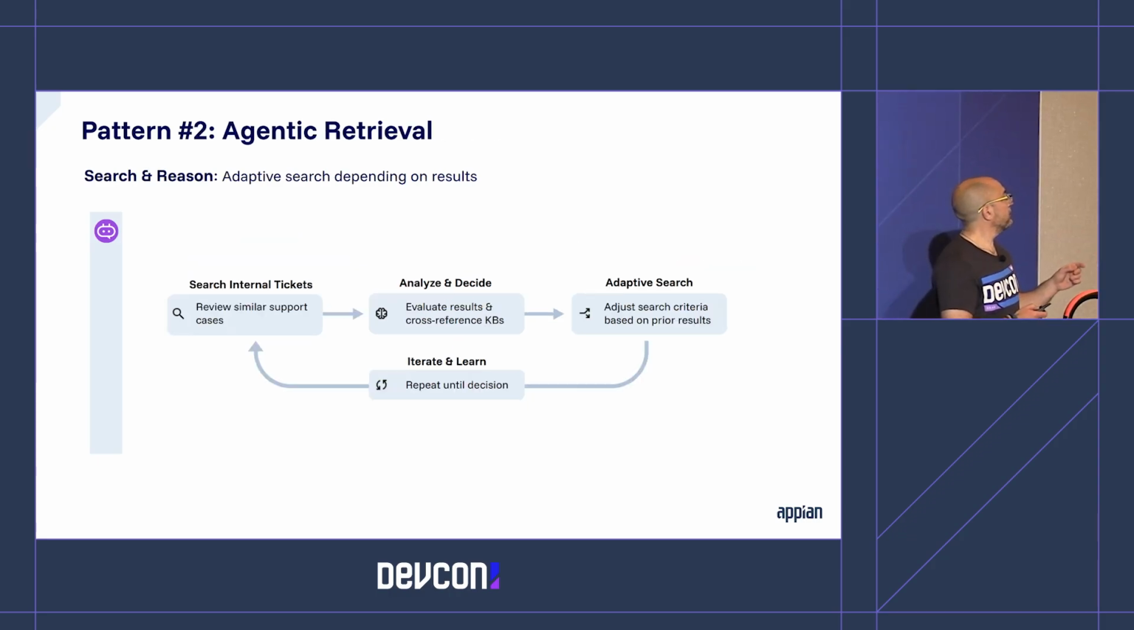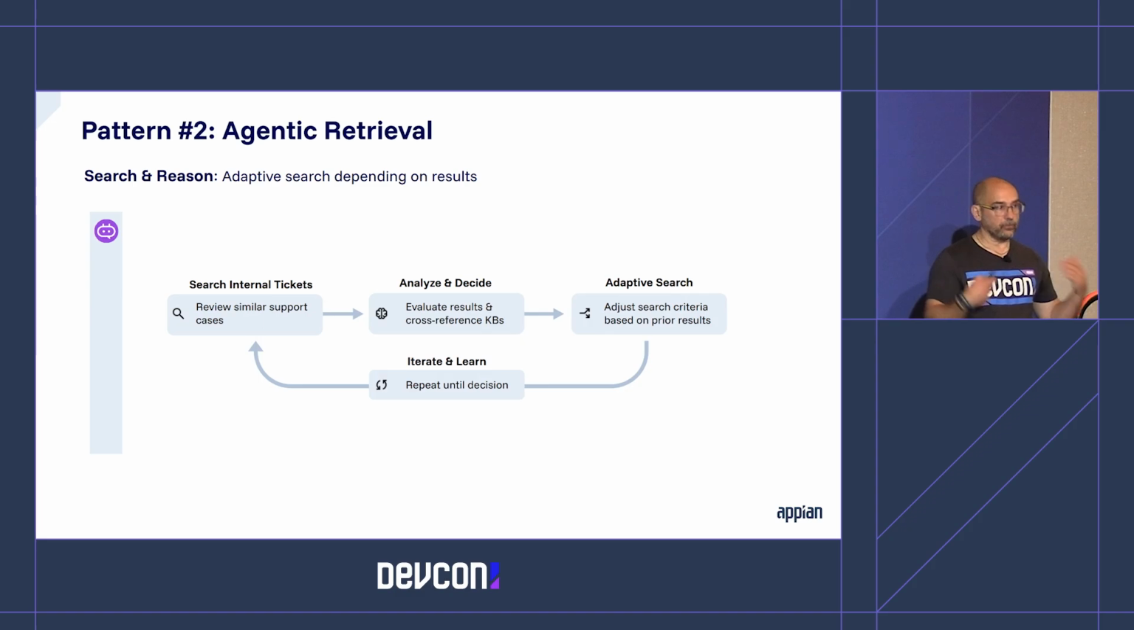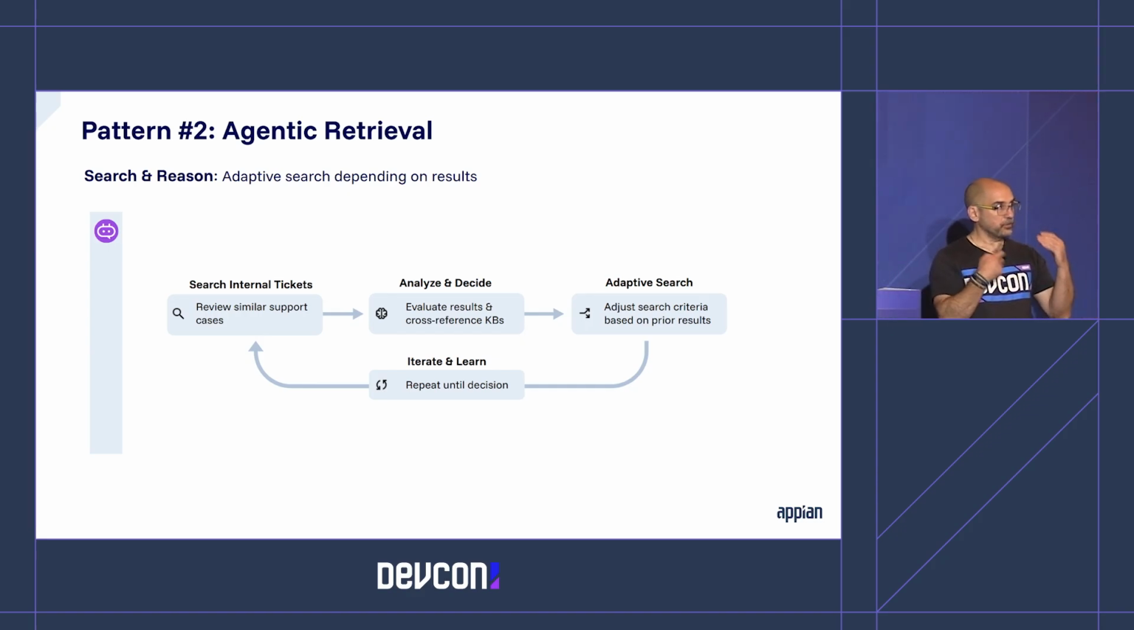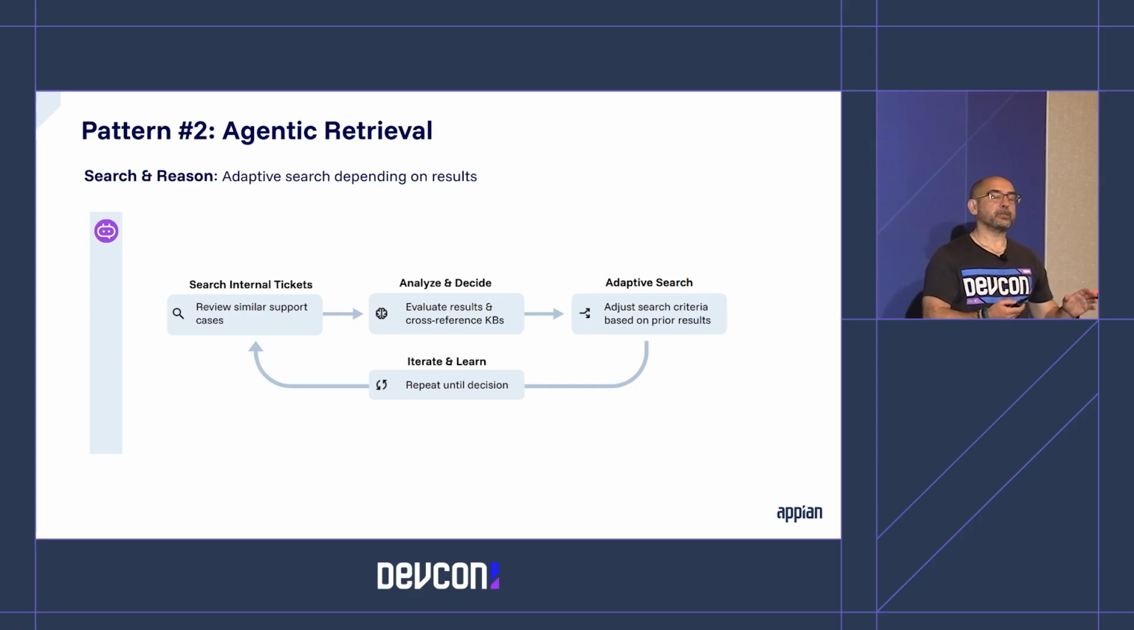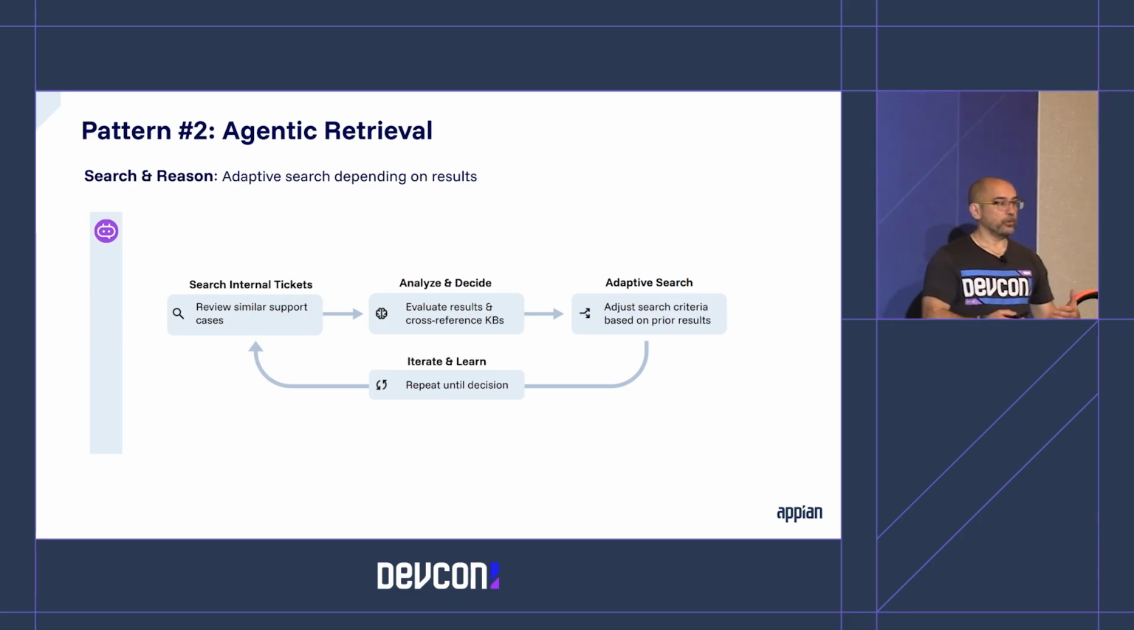Okay, we have another pattern. Pattern number 2 is called agentic retrieval. In this case, what we usually have is a user performing some searches, but not simple searches, rather complex searches where the user needs to think about what to do next. For example, let's say we have a ticketing system and we receive a ticket and we want to search in our systems if we have already solved something similar to that ticket in the past, okay?